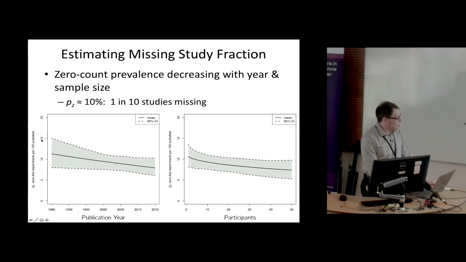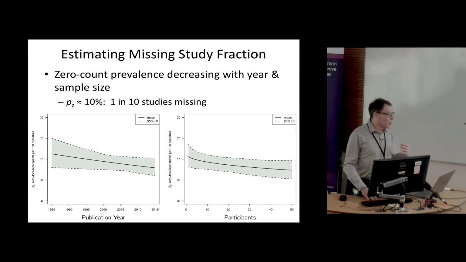And so we did look at this as a regression in terms of publication year, also in terms of number of subjects per study. And this is what we see. No matter how we do it, it's usually around 10. In the write-up, we've tried lots of different things, lots of different models. It varies some, but it never goes below, say, 6 or 7. So that's basically saying there's at least 5 studies that have zero counts for every 100 that you see in the literature, which is maybe not surprising.